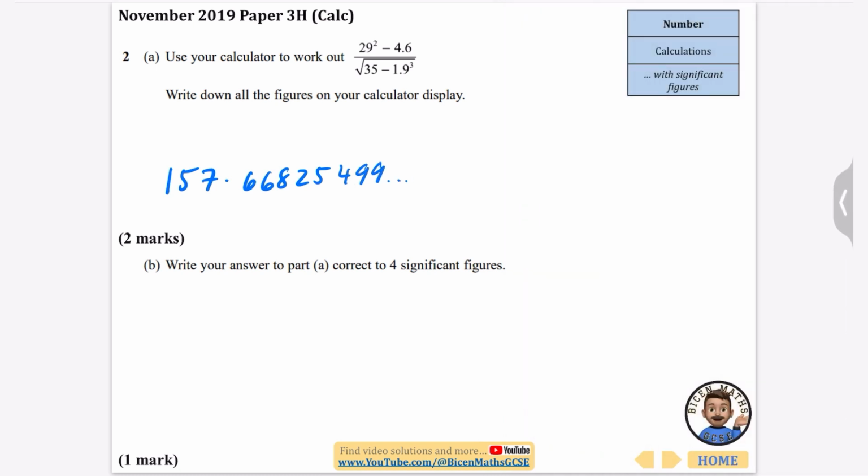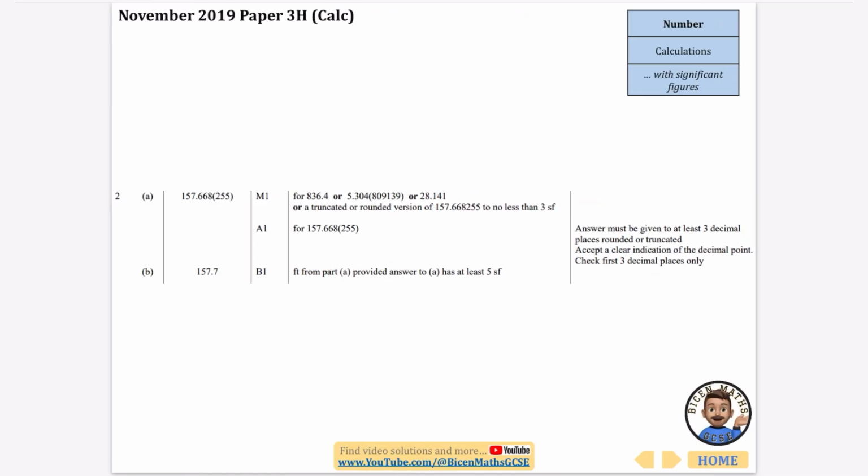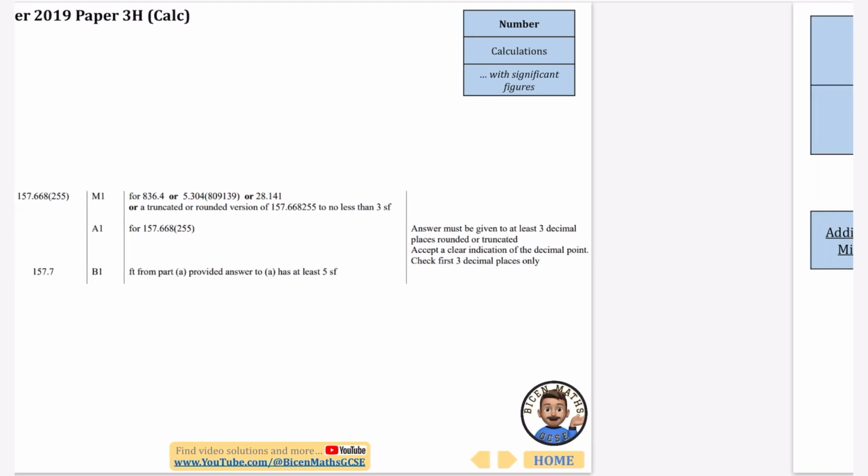It wants us to write the answer to 4 significant figures. So 4 significant figures, those are my first 4. The 6 here means that the previous 6 is going to round up. So it's going to be 157.7 to 4 significant figures. Let's double check that we got that right. Yep, we've got 157.668. We don't even need to have this 255, I don't think. And then we've got 157.7.